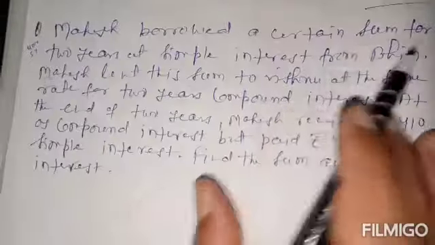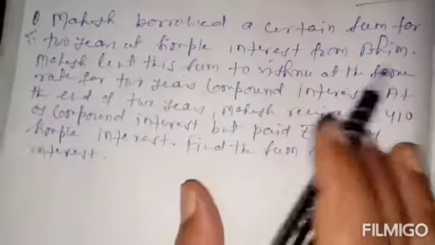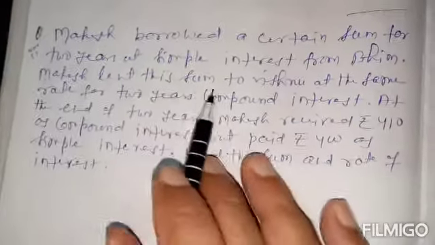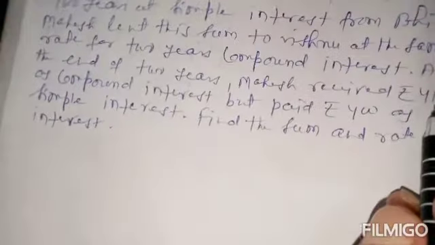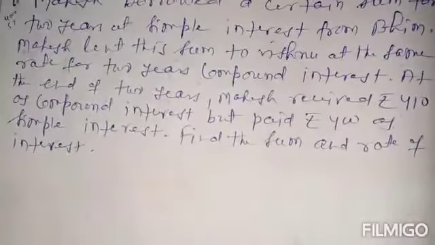Next question is, Mahesh borrowed a certain sum for 2 years at simple interest from Bhim. Mahesh lent this sum to Vishnu at the same rate for 2 years at compound interest. At the end of 2 years, Mahesh received 410 as compound interest but paid 400 as simple interest. Find the sum and rate of interest.